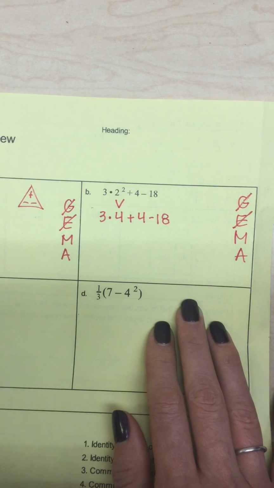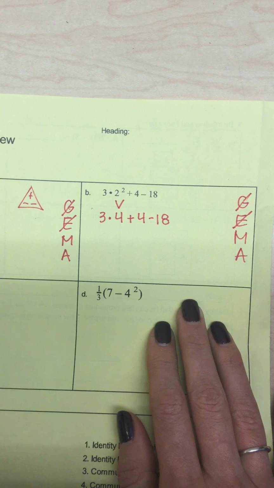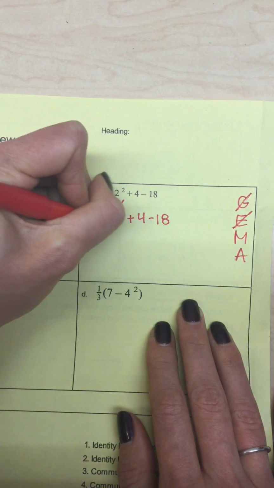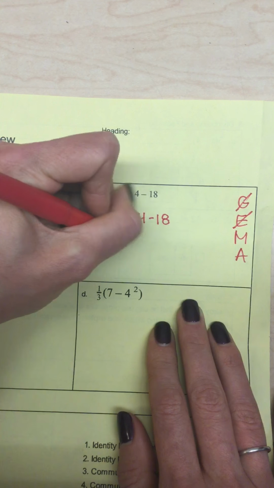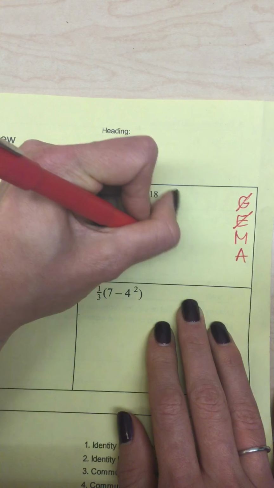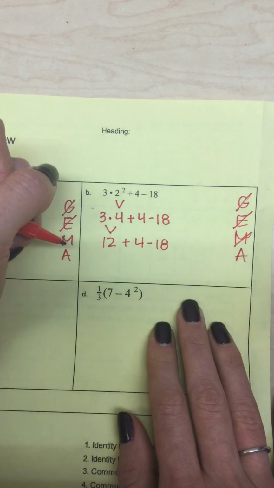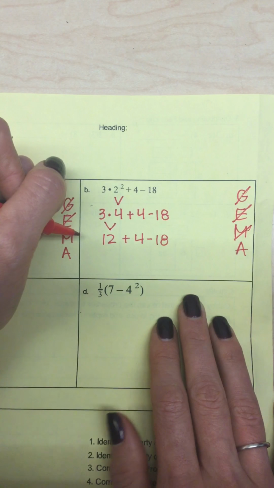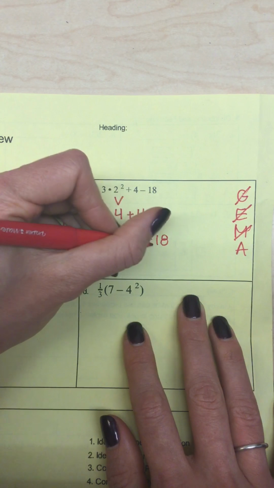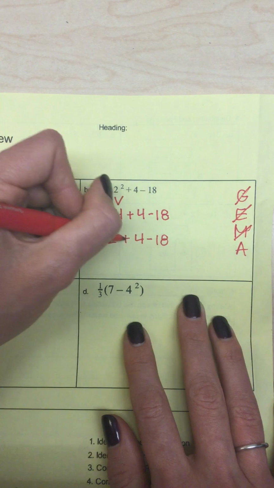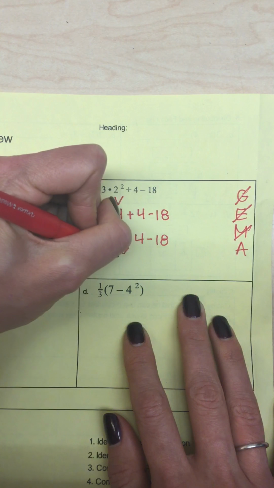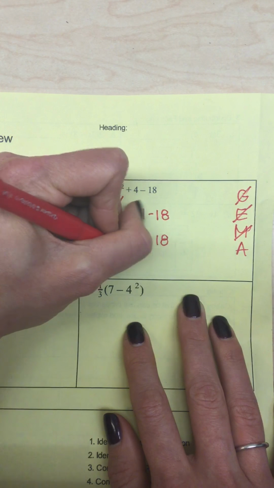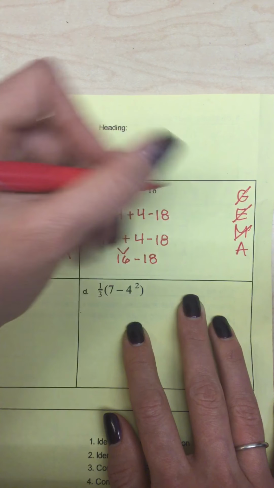Now I'm going to look for any multiplicative operations, multiplication or division. I have multiplication, 3 times 4 is 12. That's the only multiplication I have, so I'm going to bring the rest down and cross out M. Now if I'm looking at my additive operations, I have both addition and subtraction, and you're going to do whichever one comes up first when you're reading it from left to right. So I have addition first, so that gives me 16. And I'm going to bring down the minus 18.